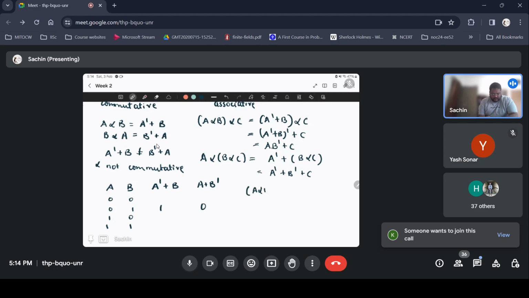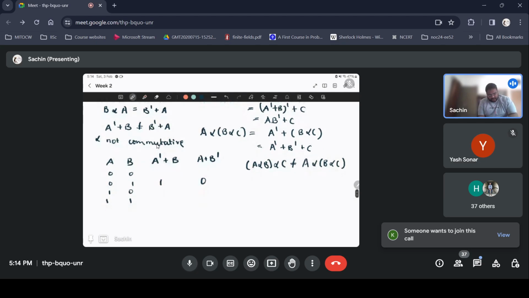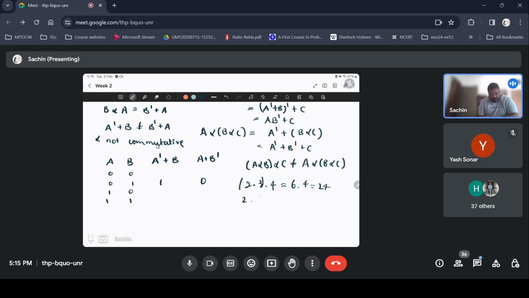So (A alpha B) alpha C is not equal to A alpha (B alpha C). So what this means is that the order in which you do the operations actually matters. When you are just multiplying numbers, 2 times 3 times 4, if you do 2 times 3 first, you'll get 6 times 4 is 24. Or if you do the 3 times 4 first, you'll get 2 times 12, which is also 24. So the order in which you do the operations doesn't matter in normal multiplication.